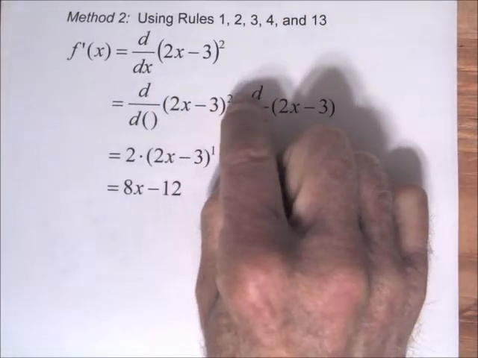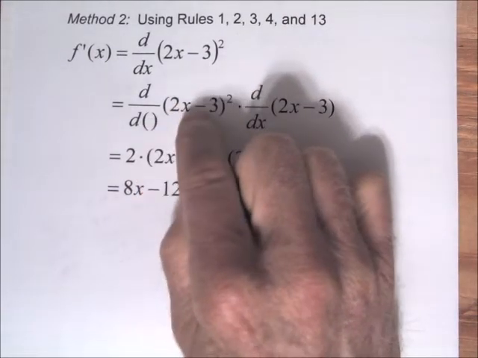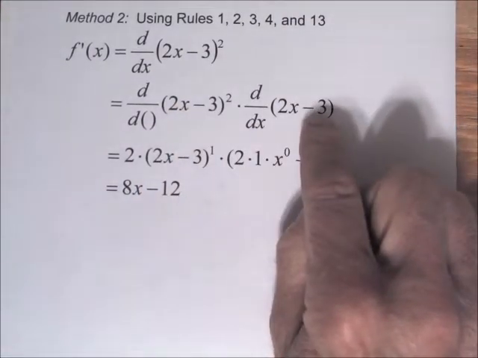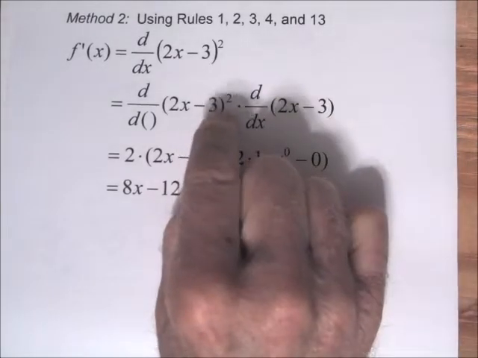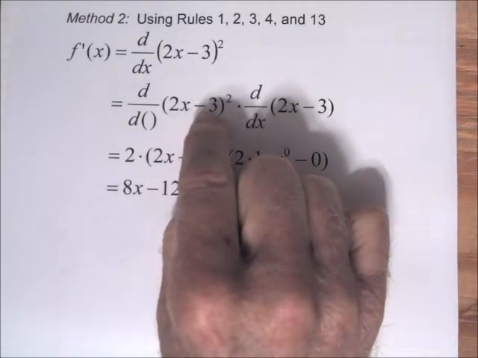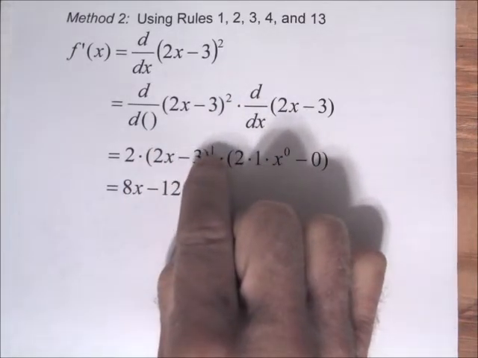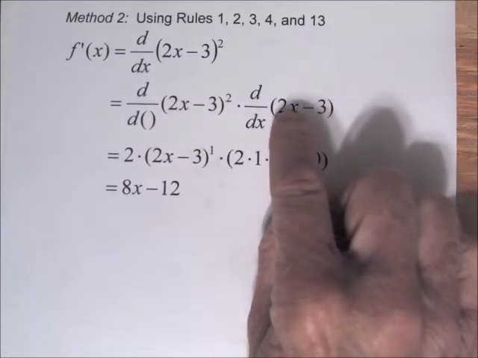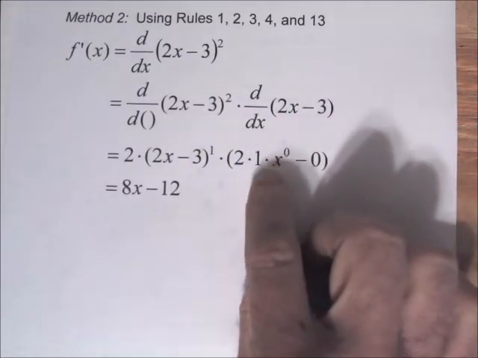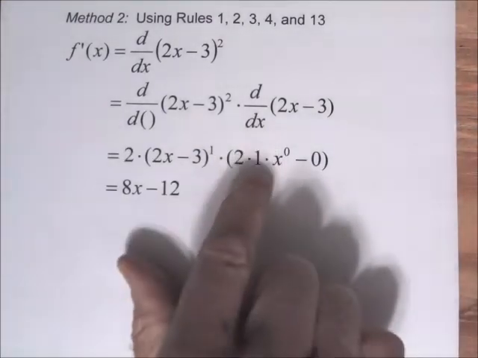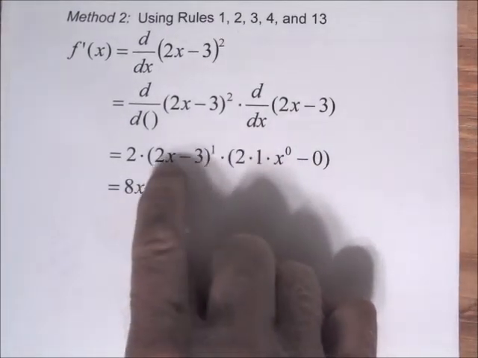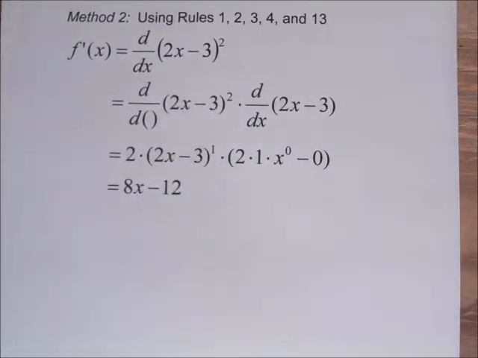So we want to take the derivative of the outside function with respect to the inside function, and then multiply it times the derivative of the inside function. Here we use the power rule. So it's 2 times whatever was inside to the first power, and then the derivative of 2x minus 3 is just 2. We're going to have 2 times the quantity 2x minus 3, which also gives us 8x minus 12, which is the same thing we had before.